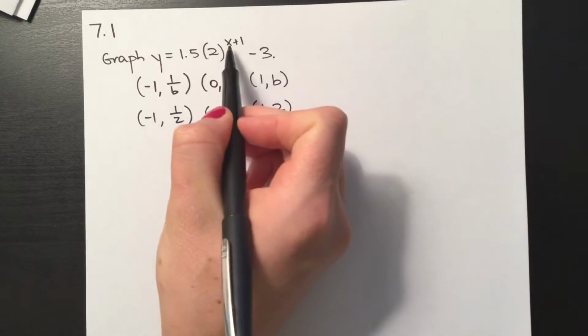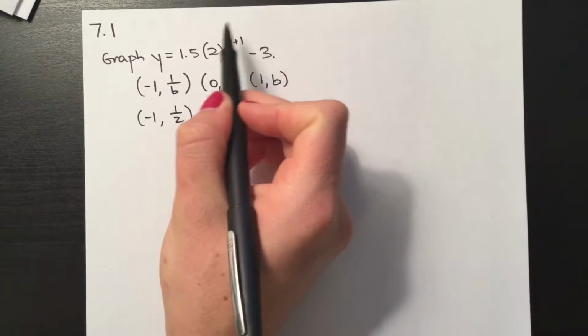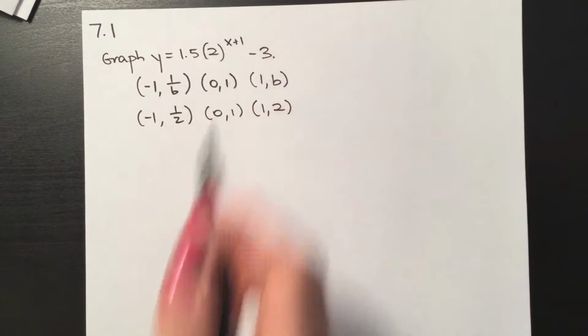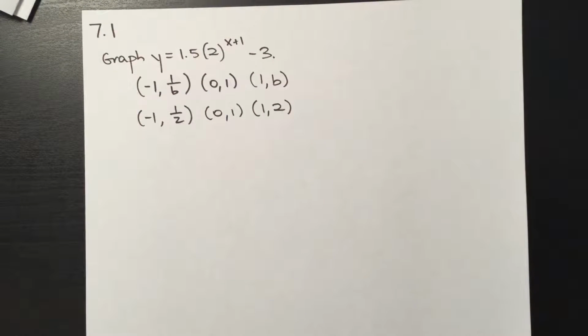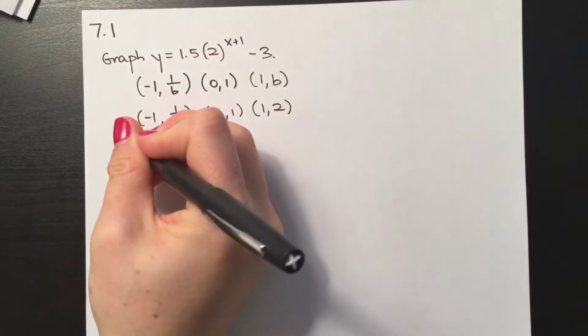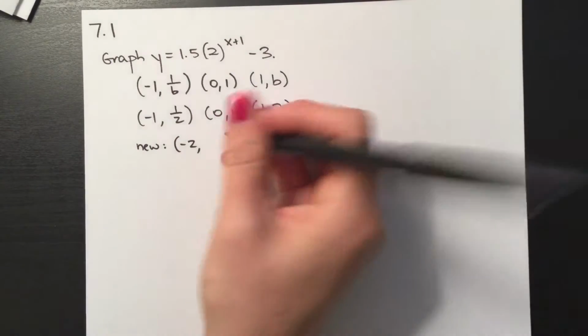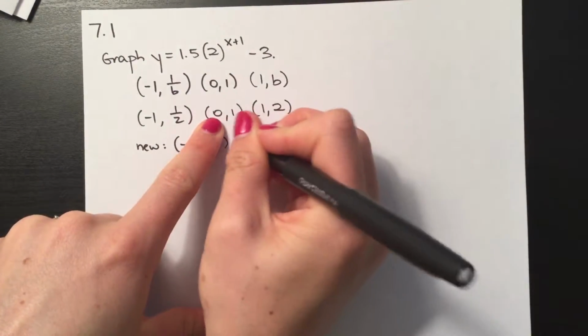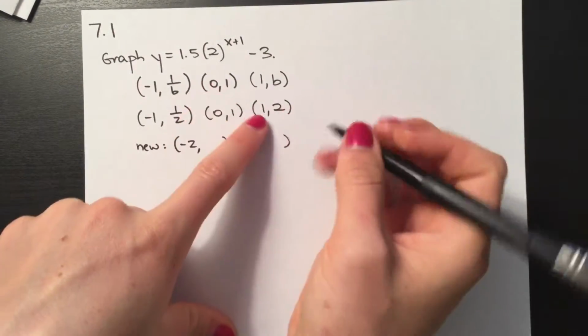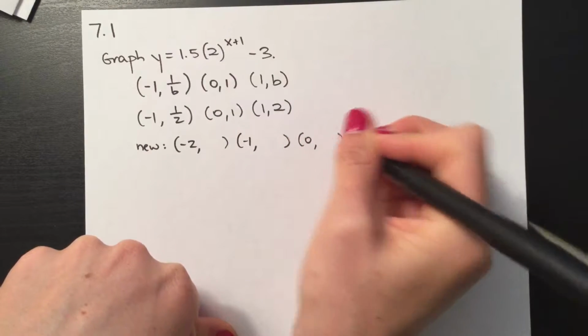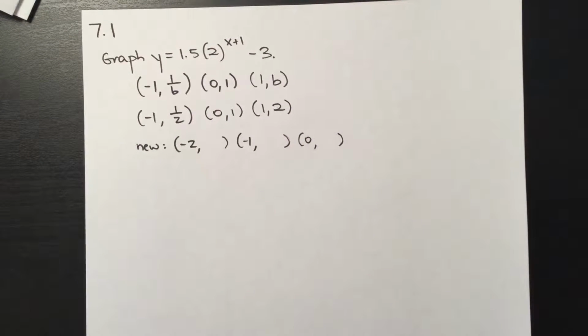All right, so this, the x plus 1. Remember, if it's in the x, if it's in the exponent like that, it always does the opposite of what it looks like it's going to do. So we're gonna subtract 1 from all of our x values. So here are our new points. So subtract 1 from that x value, subtract 1, and subtract 1. Okay, so those are our new x values after our graph got shifted.